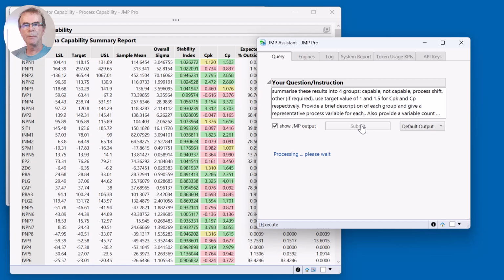It's going to take some time to think about that. Large language models are not very good at arithmetic. So it's going to use a more powerful model in order to be able to do this type of analysis for us.